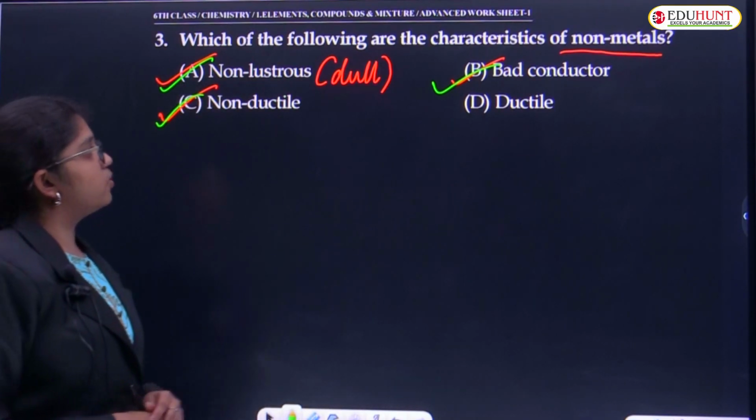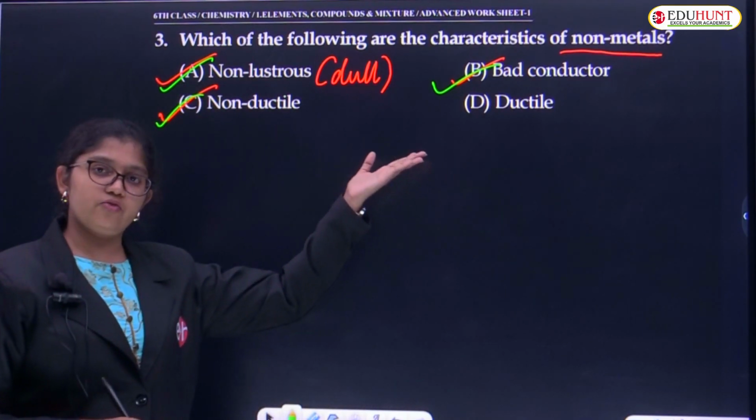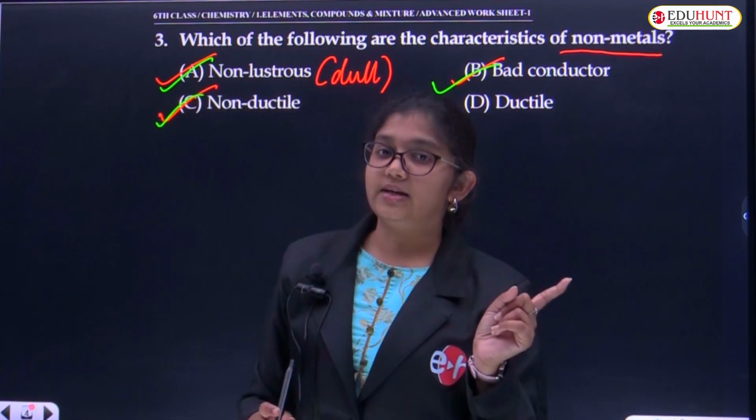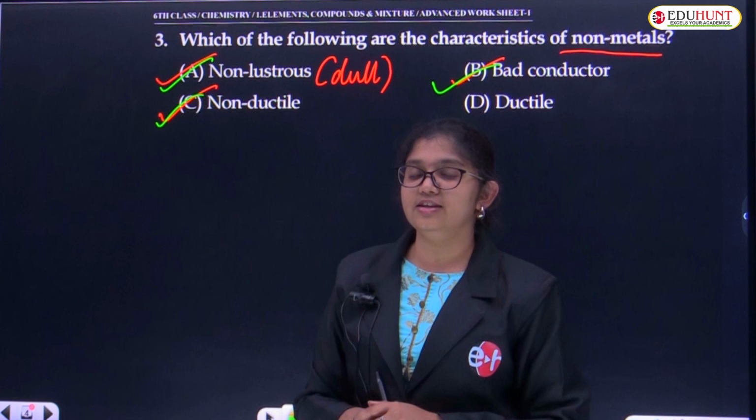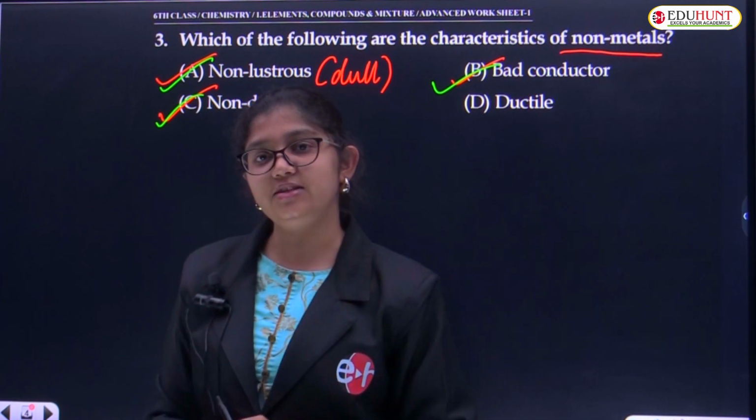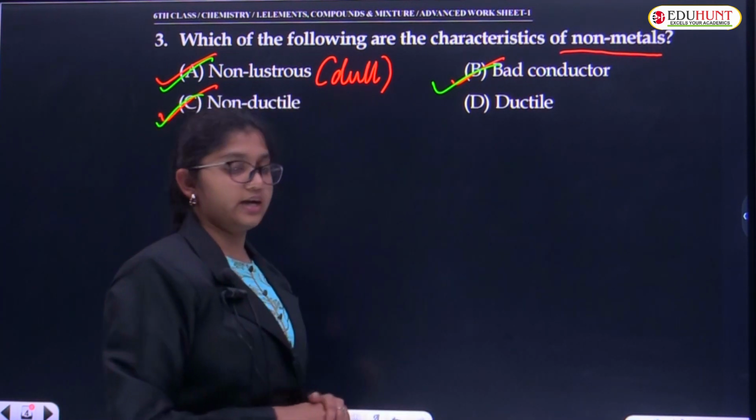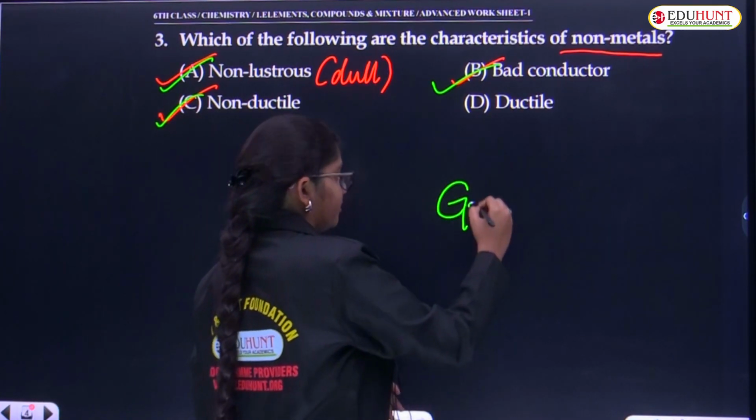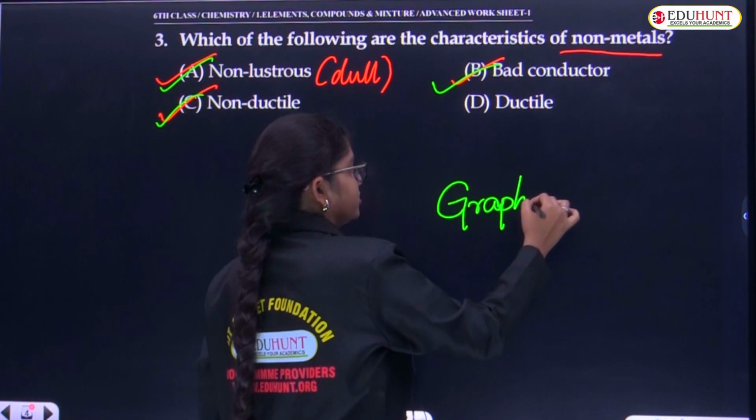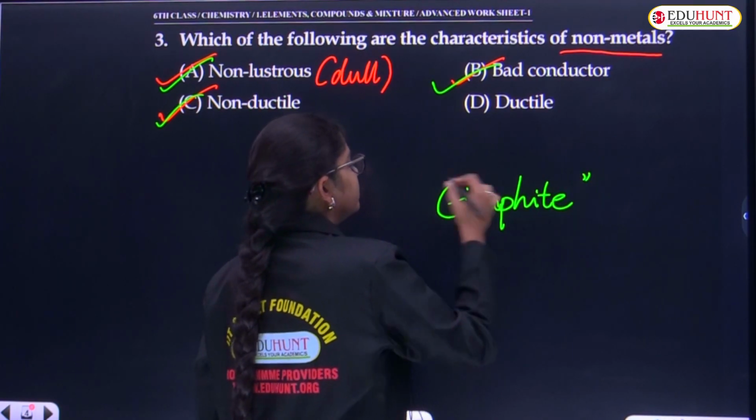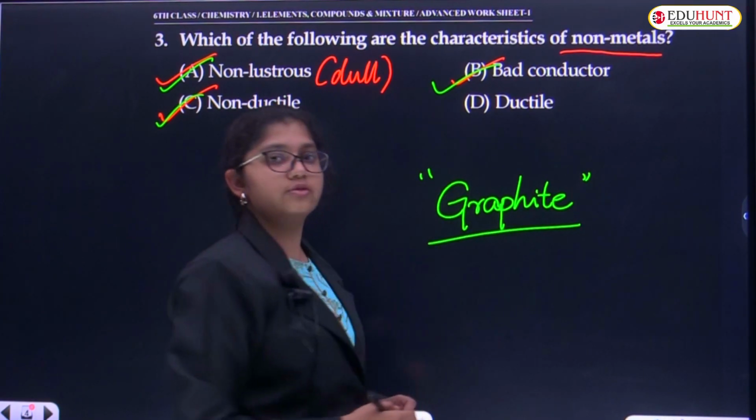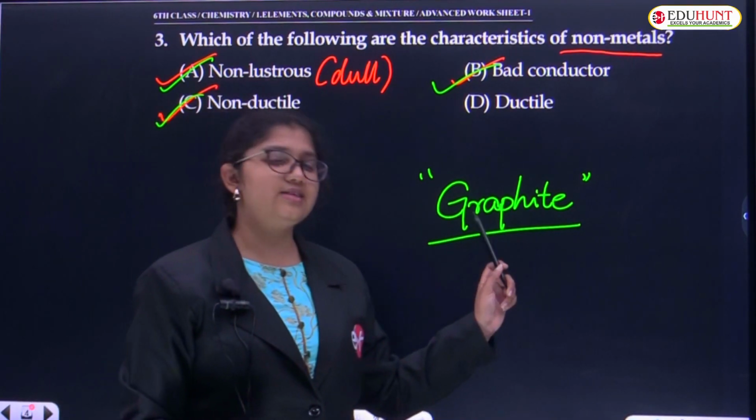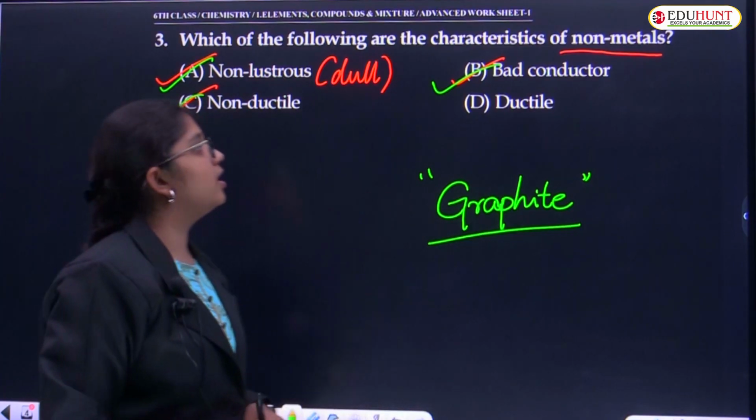Okay, so what is a good conductor in the non-metals category? All non-metals are bad conductors, but as an exception there is one good conductor. The good conductor is graphite. What is that, children? Graphite. Graphite is a very good conductor of heat and electricity, and it belongs to non-metals. This is an exception. Okay, an extra point for you added here.